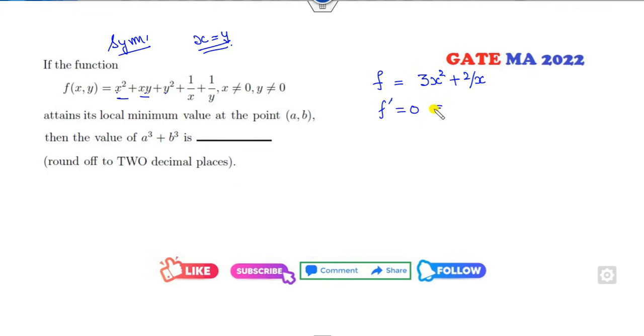The first derivative should be 0. 6x minus 2 over x square is 0. So 2 I can cancel out. It is 3x cube minus 1 is 0. x cube will be 1 over 3.